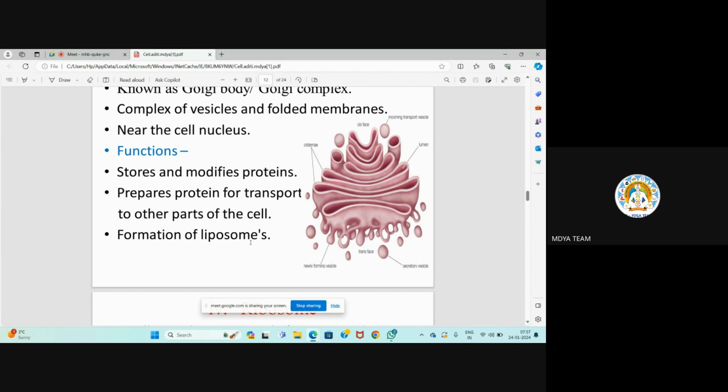Okay. They are like folds, no, ma'am? The structures are like folds. You're talking about Golgi apparatus or liposome? Liposome, ma'am. Liposomes are spherical sacs, round sacs. Okay.